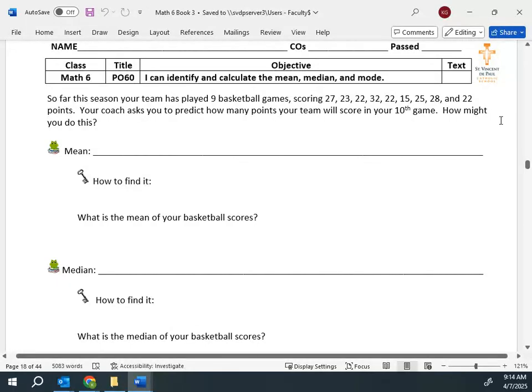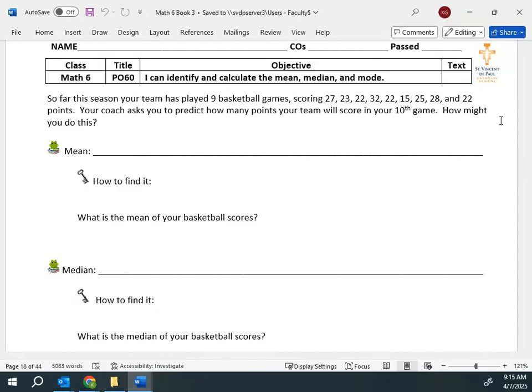Good morning. Today we are starting our next unit. We are going to be working on data analysis. So when we're given data, how can we use that? How can we interpret it? What can we learn from it? We're starting off today with the mean, median, and mode.